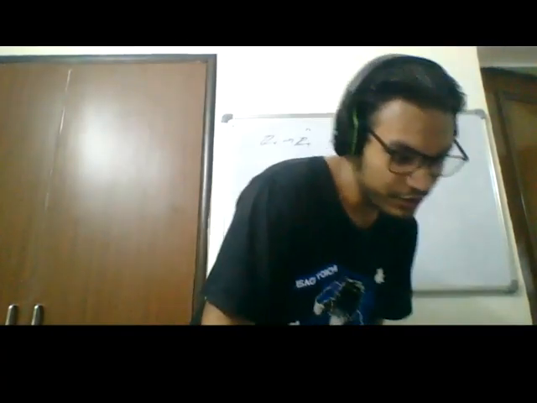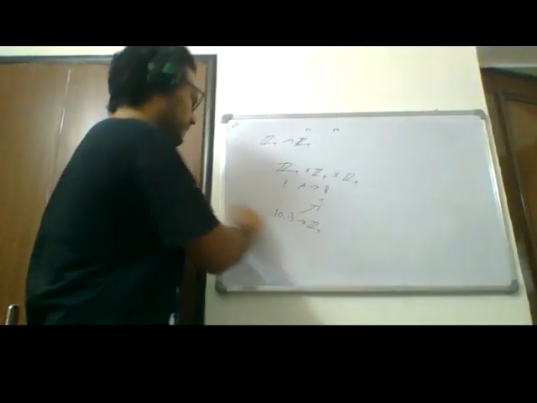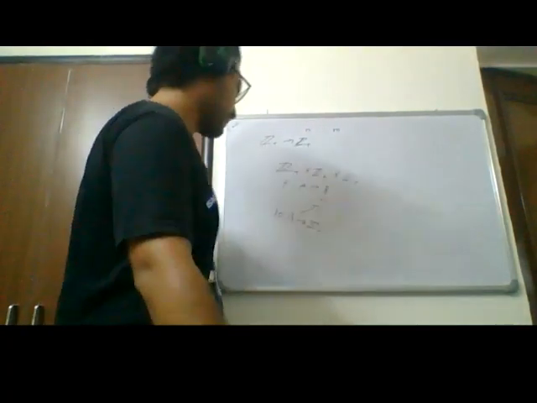For J, the set of all finite subsets, you just change this to finite. We're getting the same thing.